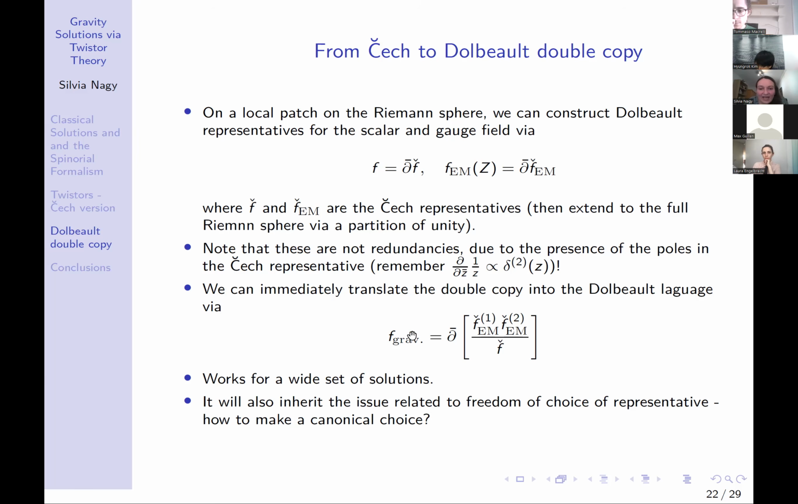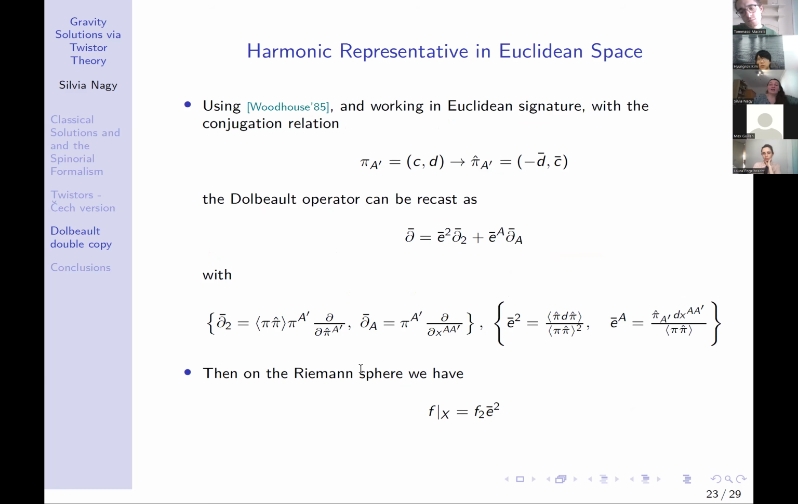However, the issue that I've shown you before, that I don't know how to choose the representative canonically, is also inherited. So this freedom that I have here is not a freedom of the double copy formulation. So how can we make a canonical choice for this representative? And this is the last thing that I will show you. There are a few different solutions, but one solution that we presented in our paper from December is using an old formulation of Woodhouse from '85.